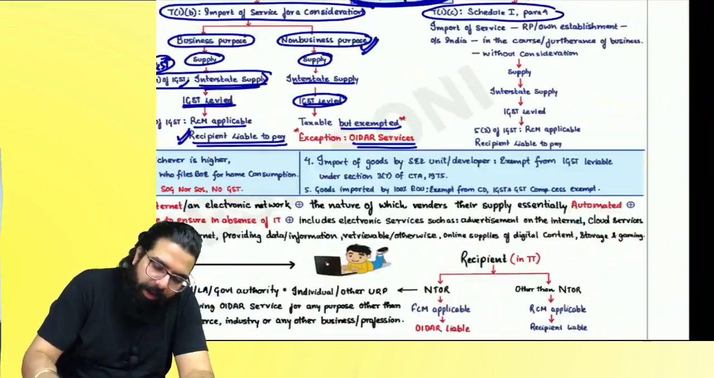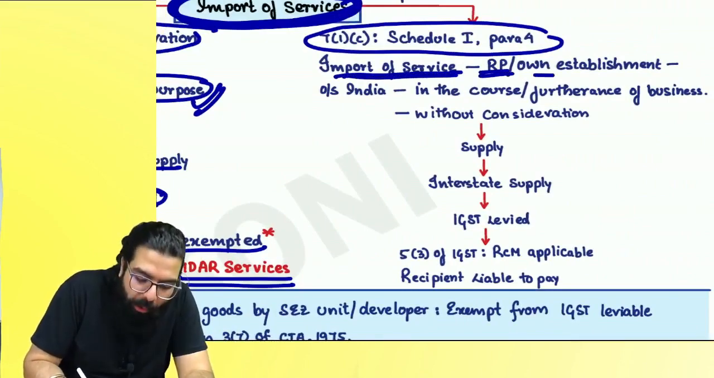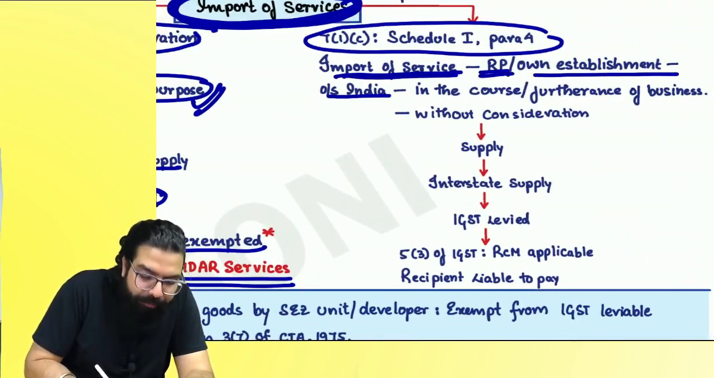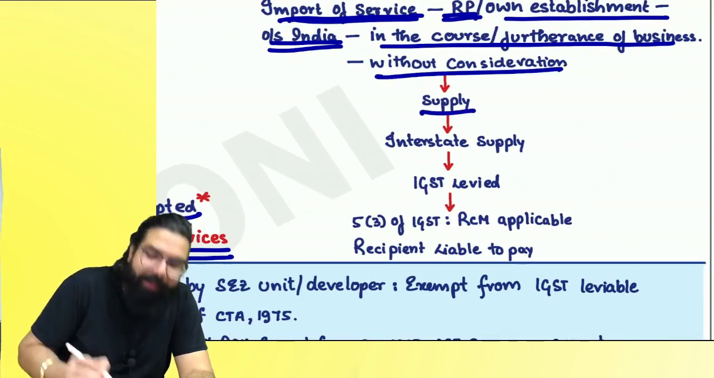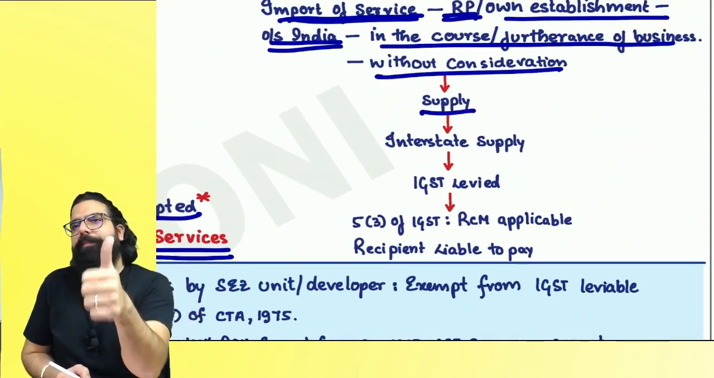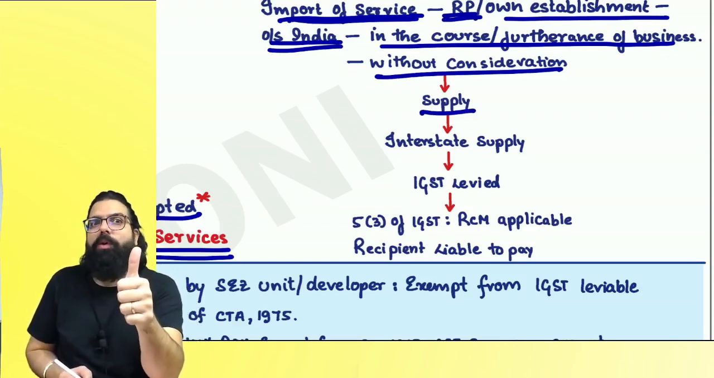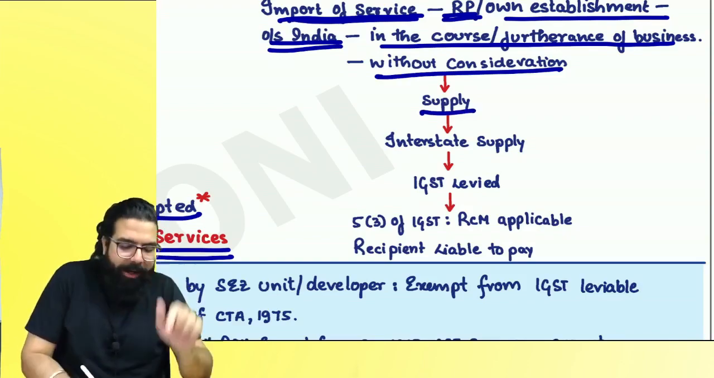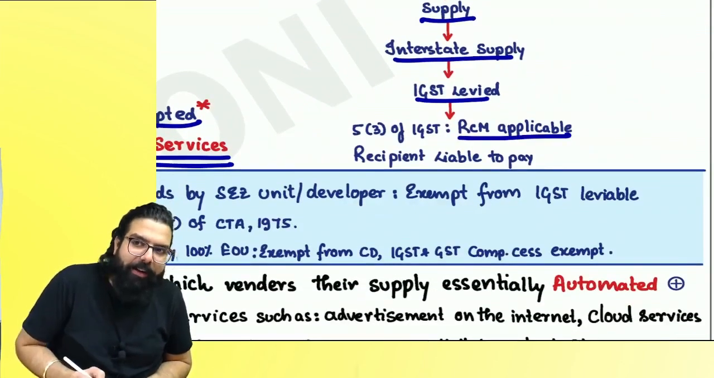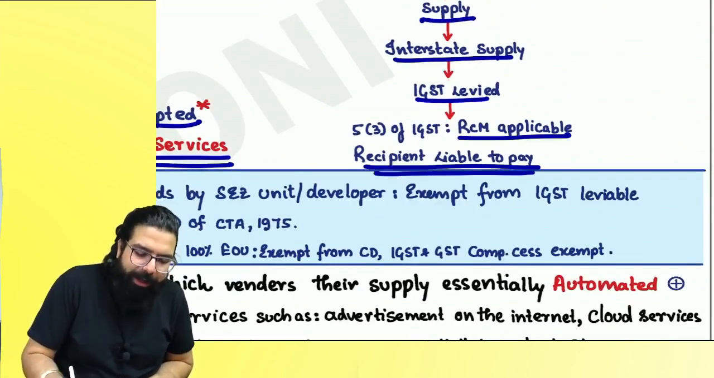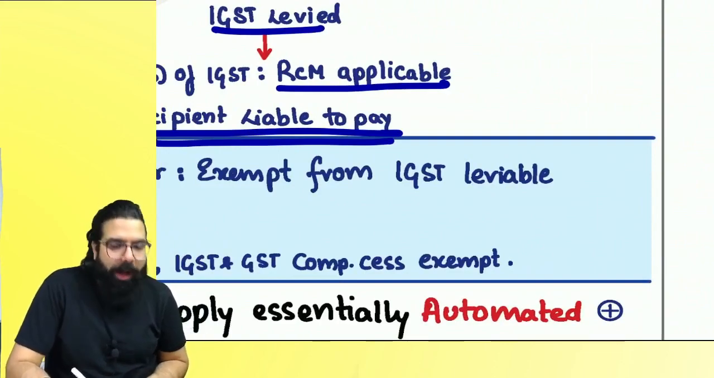Now, importation of service from a related person or own establishment outside India in the course of business without consideration is also a supply. Do you agree with me? Section number 7(1)(c). I'm linking everything now. It will be interstate and IGST will come. You are required to pay GST under RCM. After you pay, the recipient will be liable to pay. When he pays, how will he pay?